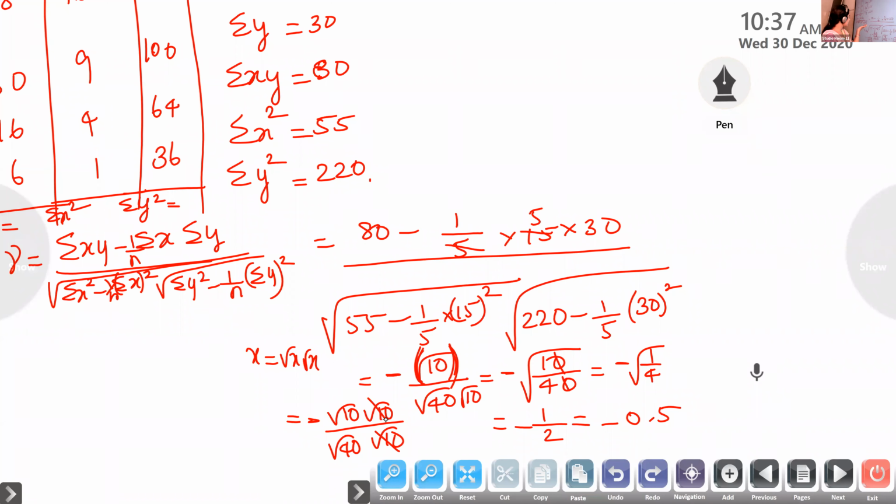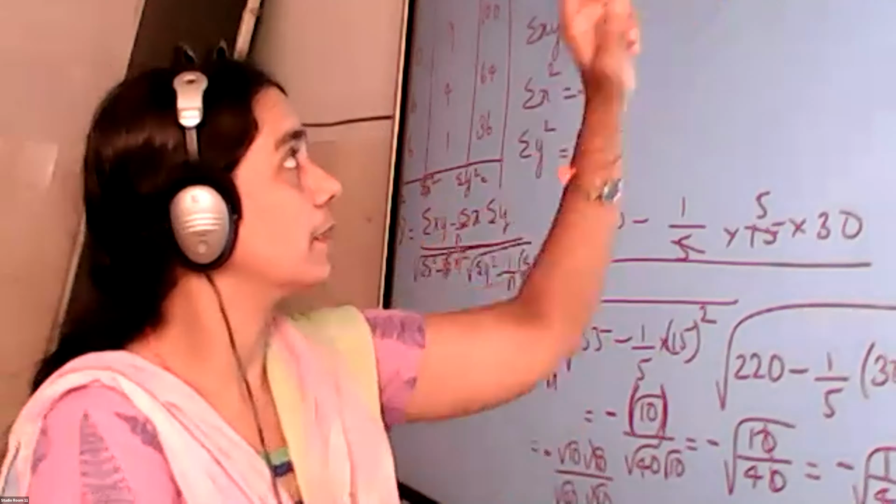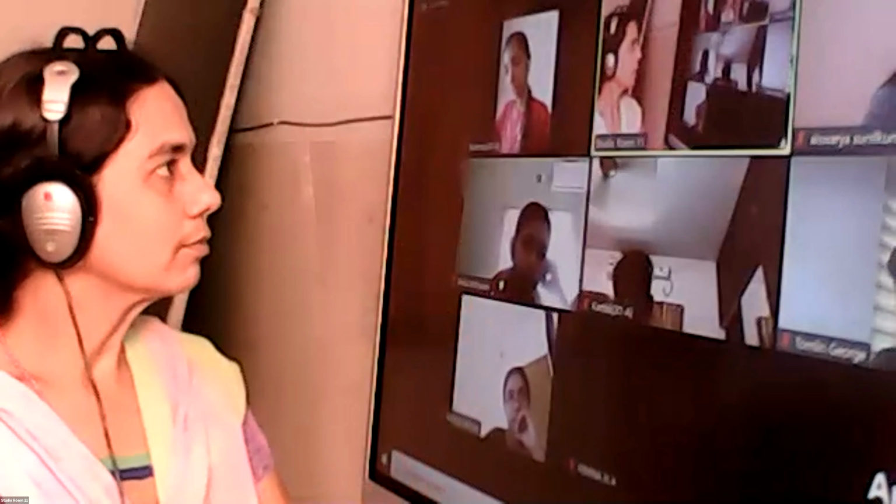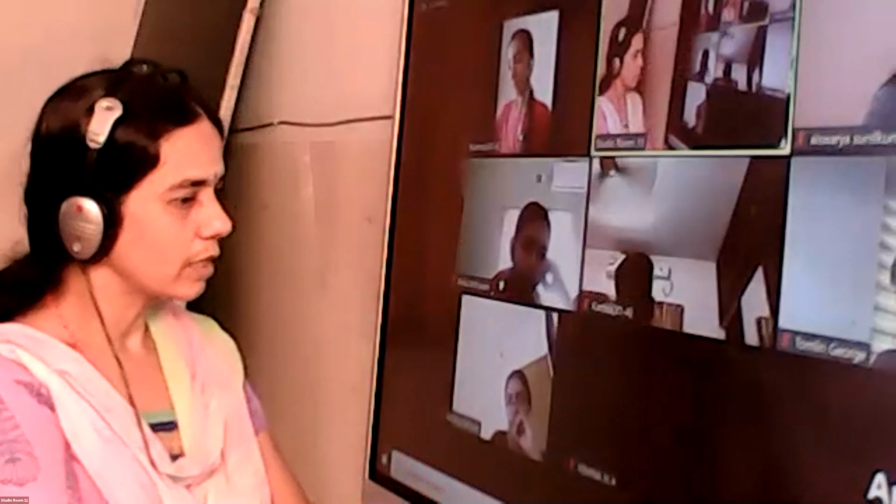It is not compulsory that you have to use this method. If the xi and yi are very small, you can use the first method also. You can use the covariance. Which method you feel easy, that one you can use. But when xi and yi become very big in number, use the method with assumed mean so that we can make the data smaller. Okay. Shall we start with the next one?